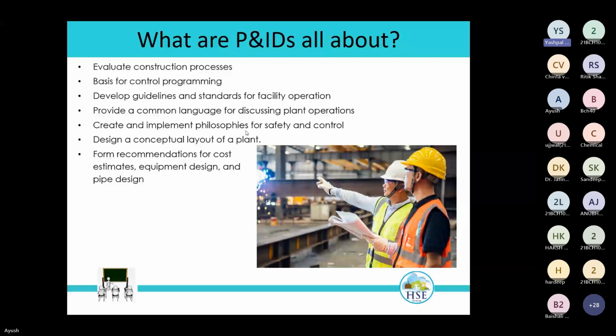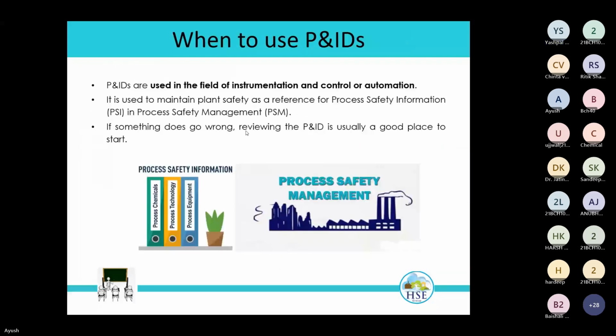Next one, please. So in general, P&ID gives us all details, basic informations about the process. Of course, there are a lot of other documents in the process safety informations or designing of the process. But key to all is P&ID. So P&ID is used for field of instrumentation control or automations also. So that is why it is called P&ID, piping and instrumentation diagram. So it is used to maintain plant safety as a reference for process safety information also.